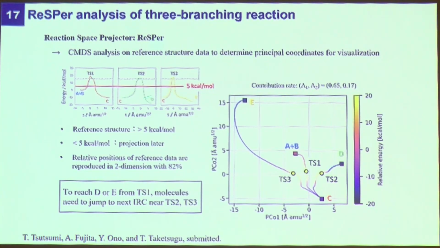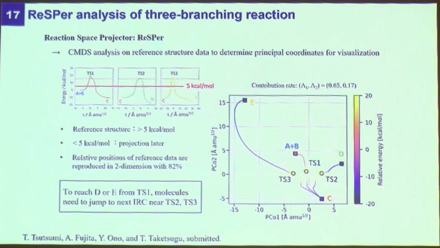Okay, in this case, there are 3 IRC pathways, and TS1 is mostly A plus B, TS1, and C connected. And actually, we found there is some shoulder feature. You can see this shoulder. And the TS2 and TS3 barrier, the energy region, exists around this shoulder region. And by applying RESPER analysis, this is the result.